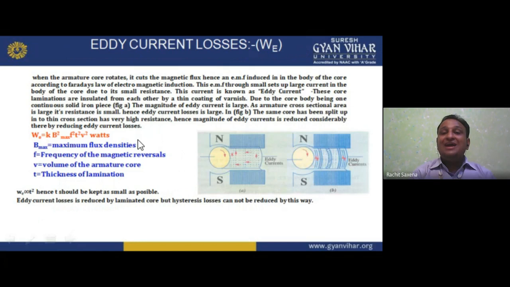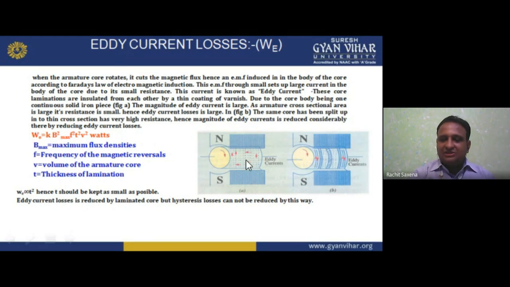R is equal to L by A. If area is decreasing, the resistance is increasing. Area low means resistance high. So with small cores, very high resistance, the magnitude of eddy current is reduced considerably, thereby reducing eddy current losses. How can we reduce this current? Basically, we can remove it like this.